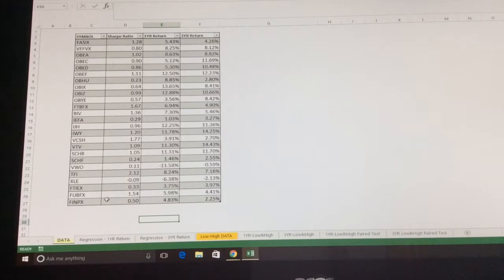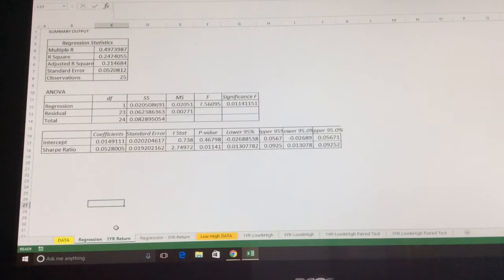Okay, so on this tab here, we already ran the analysis. So we have a regression analysis on the 1-year return. The X variable on this regression data analysis is the Sharpe ratio, and you see the Sharpe ratio right here. The Y variable in this analysis is, in this tab, the 1-year return column that we have.